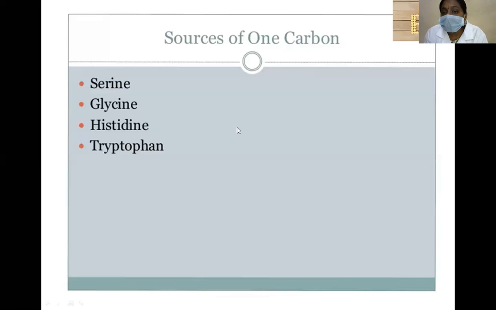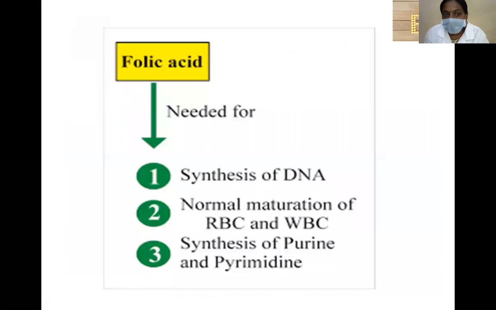These are the main sources of one carbon: serine, glycine, histidine, and tryptophan. These play a vital role in one carbon metabolism. They are also mainly needed for the synthesis of DNA, the normal maturation of RBC and WBC, and the synthesis of purine and pyrimidine.